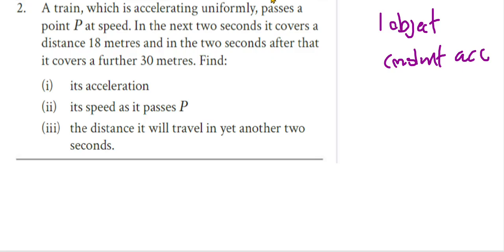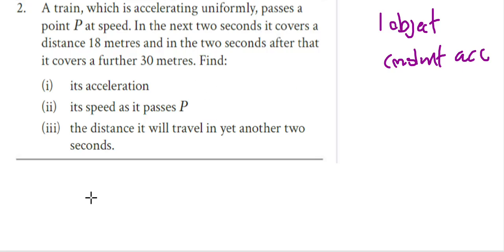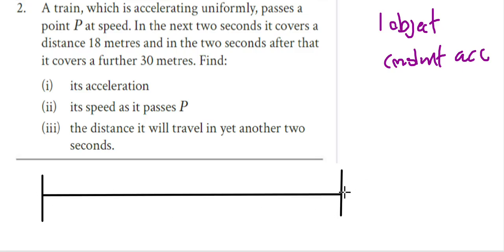Okay. Next thing. When you're on this, you're going to put a start and an end point. So here's your start, here's your end. And en route, you're going to go by different markers. Okay? So it passes point P at speed. What does that speed mean? It has an initial velocity u. u is bigger than 0. Agreed? Then it keeps going. And what happens then?